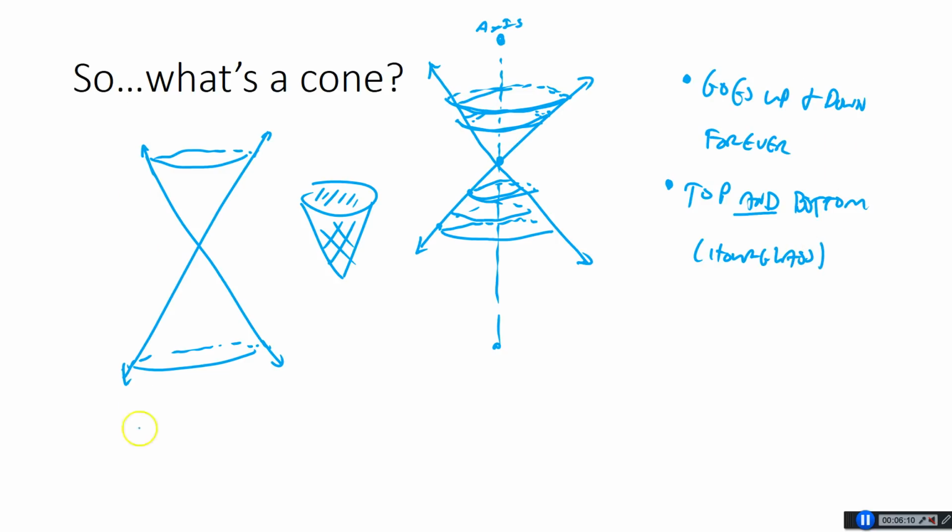But it goes up and it goes down forever. So this cone goes on forever in both directions, okay? So you can make as many of these circles as you want. Generally, they make one of them to kind of show that it's a three-dimensional object, but it goes up and down forever. So a cone goes infinitely high and infinitely low. Top and bottom piece like an hourglass.